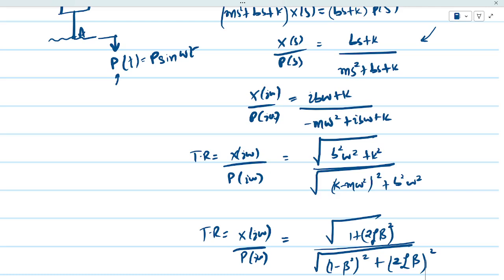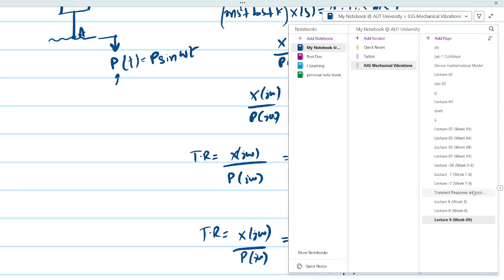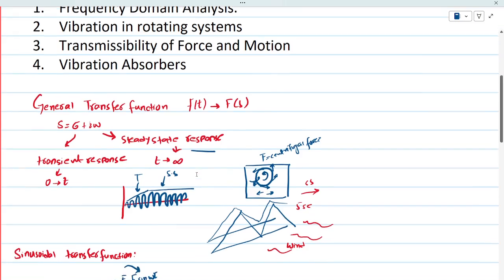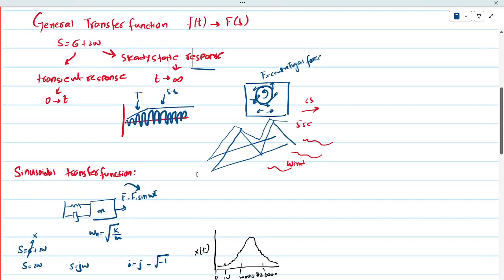So this was the topic of this lecture, where today we studied frequency domain analysis. There was a general transfer function which gave us the holistic view of the response of a system, including the transient and the steady state. But to reduce our work, we are more concerned with the steady state response, which is the long term behavior of a system if it is subjected to any excitation force, primarily sinusoidal force.